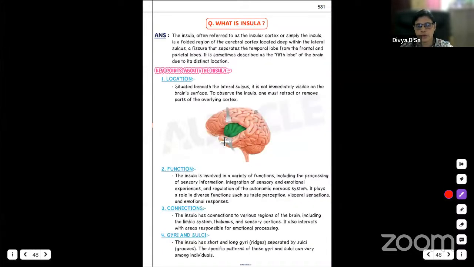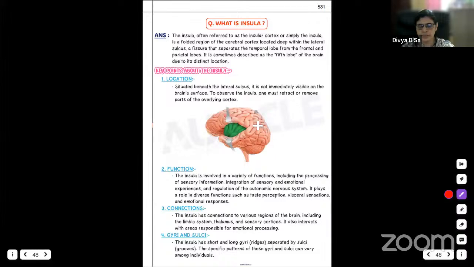Okay, next you should know what is insula. This is a very important short essay question which they ask you. So insula is also referred to as the insular cortex or simply the insula. It is also called the Island of Reil. It is a folded region of the cerebral cortex.